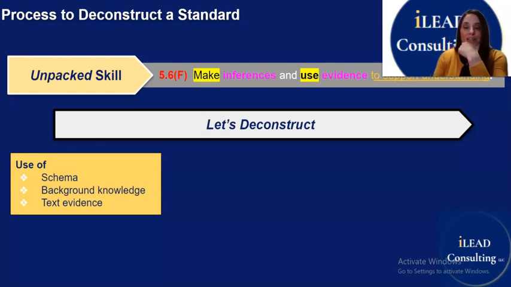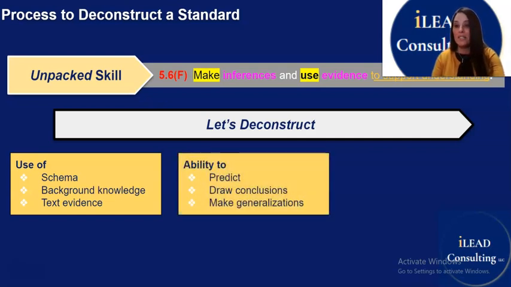What do I need to be able to infer? I gotta know how to use my schema, my background knowledge, and my text evidence. Without knowing how to use those things, I'm not going to be successful with an inference. But what else? I need to have the ability to predict, draw conclusions, and make generalizations. So if in any of those two buckets, use my schema, background knowledge, text evidence, and the ability to predict, draw conclusions, make generalizations, if I'm missing any of those skills, I'm already going to have a misconception.